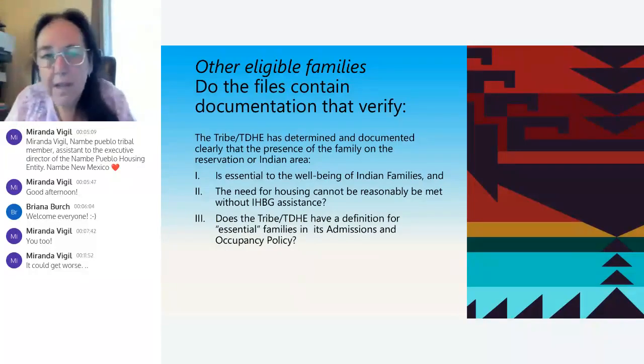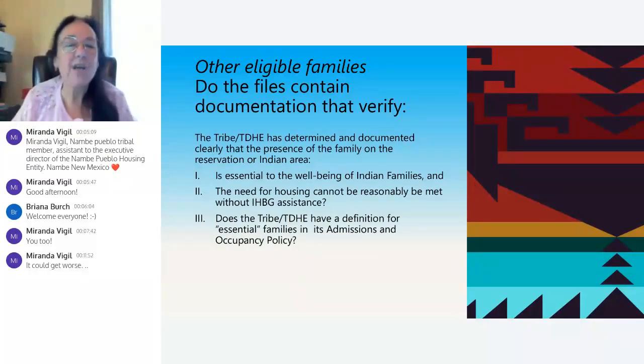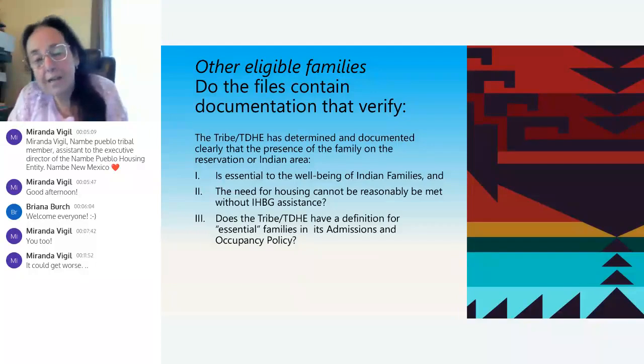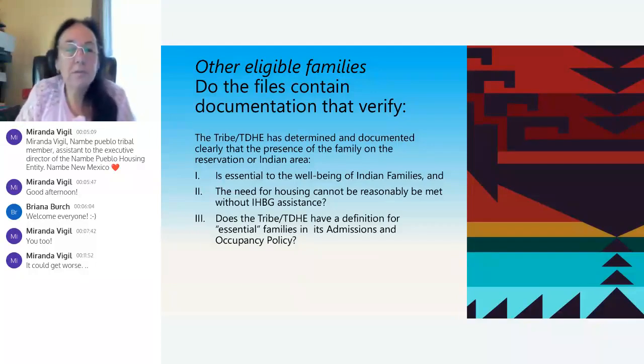So your other eligible families, do your files contain documentation that verifies that you, or the tribe, have determined and documented clearly the presence of the family on the reservation or your Indian area, if they're essential to the well-being of your Indian families or your Alaska Natives, and that the need for housing cannot reasonably be met, again, without your block grant assistance. Those are the things that you have to certify to when you're helping an essential family.